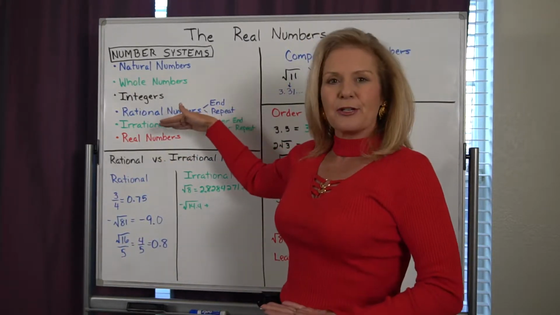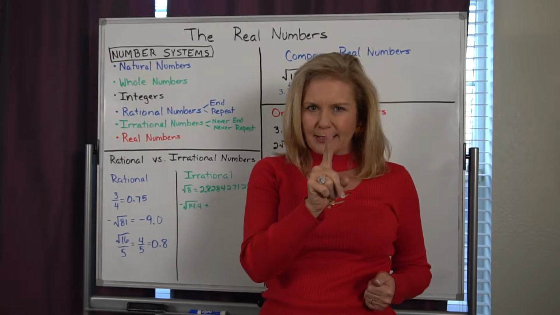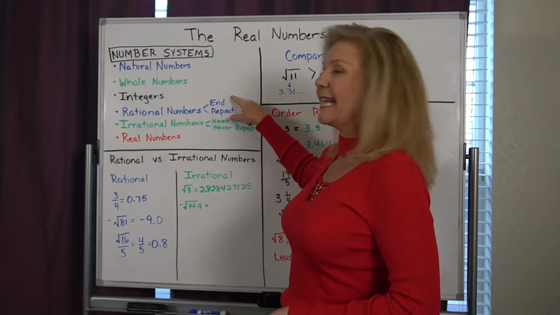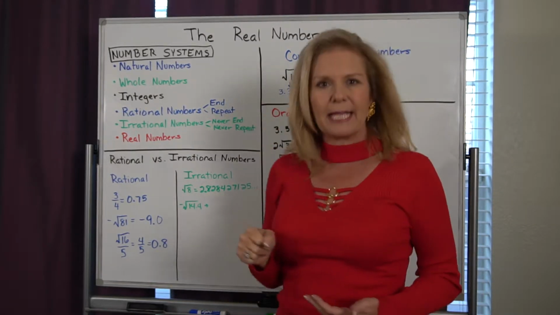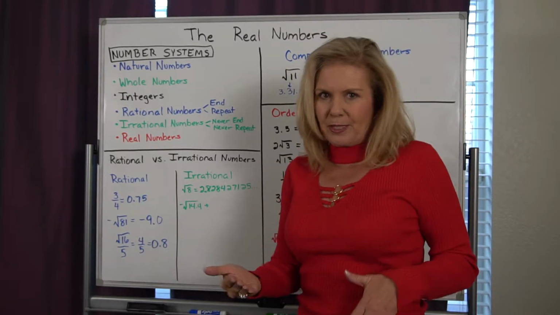Now the rational numbers, we start to go into our fractions and decimals, but rational numbers are only our decimals that end, or sometimes we say terminate, or that repeat. Not every decimal ends or repeats.